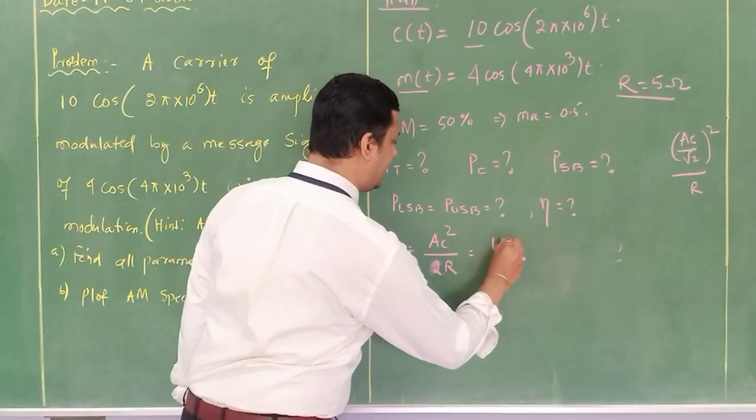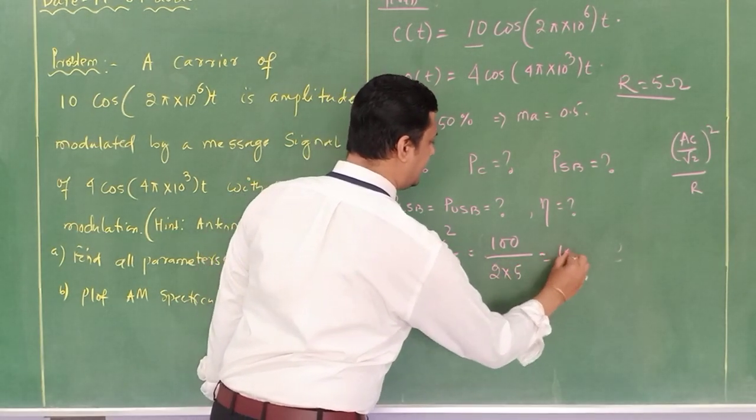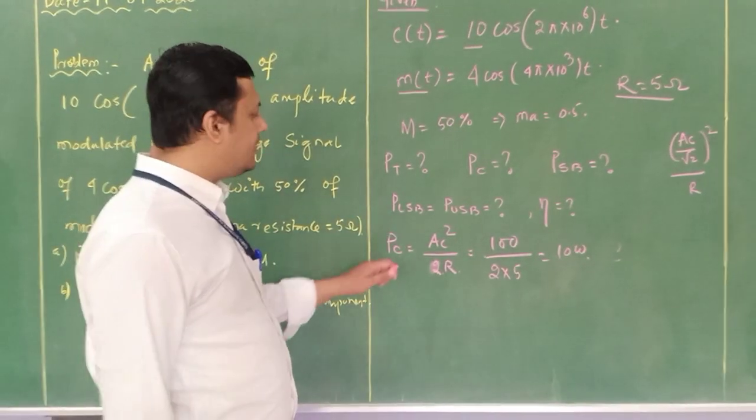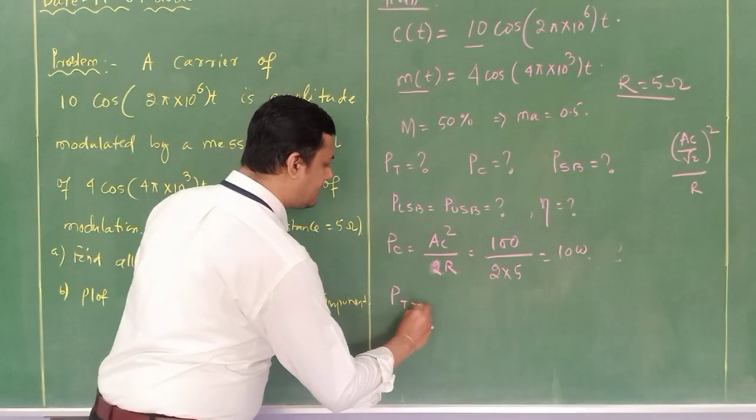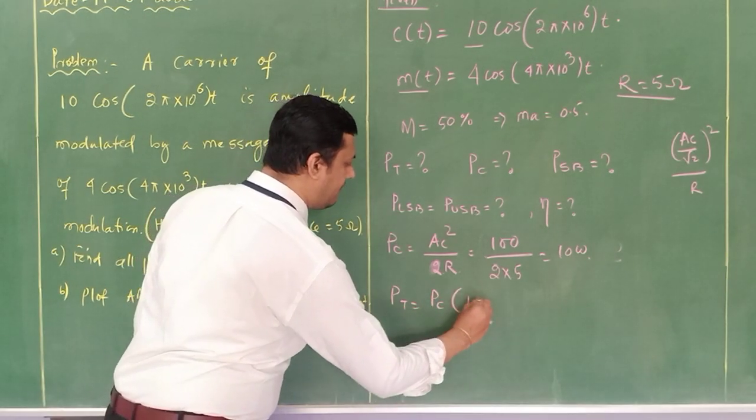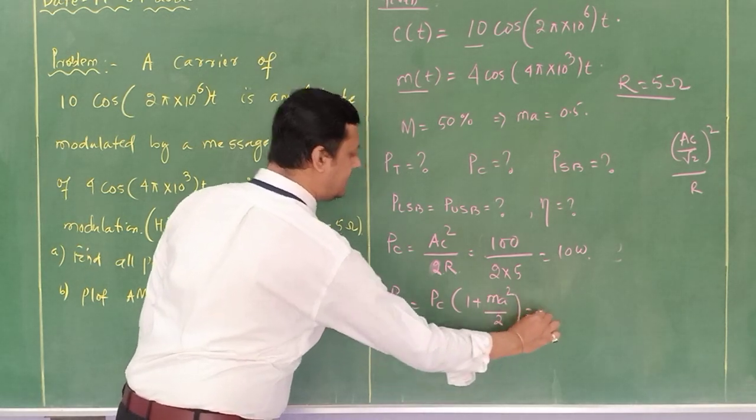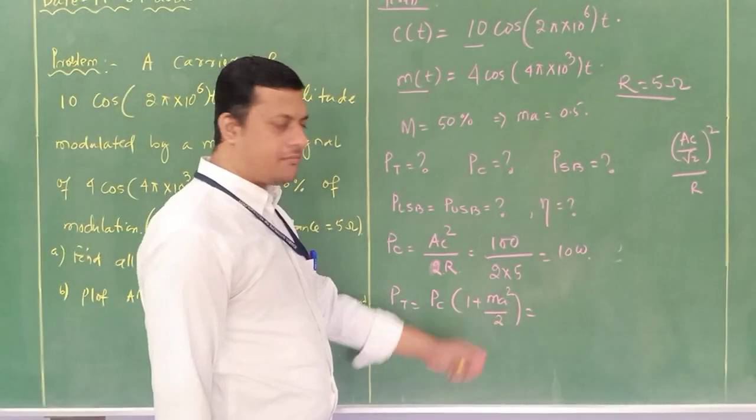So it is 100 divided by 2 into 5, so it is 10 watt. So this is my carrier power. Now once carrier power is known, you can determine the transmitted power with the help of a relation with respect to modulation index. So PT is equal to PC times (1 plus ma squared by 2).